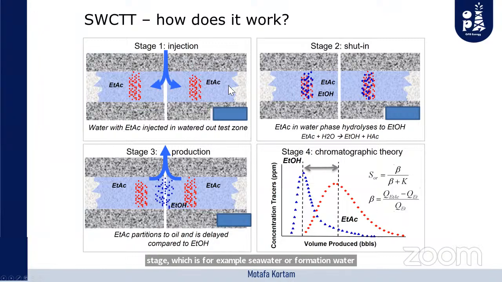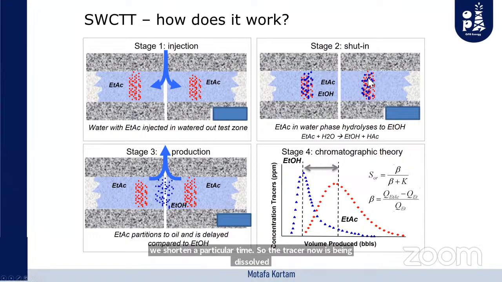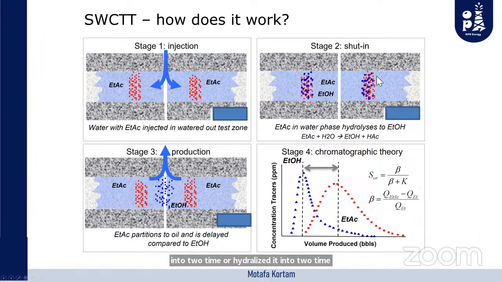So we inject, then we shut in for a particular time. The tracer is now hydrolyzed into two types. The first type is attached to the oil, and the second one attached to the water. When the ester reacts with the water, it produces acetate and alcohols. As you know, the alcohols are attached to the water, like methanol, ethanol, whatever the type of alcohols. So the alcohols will flow with the water.